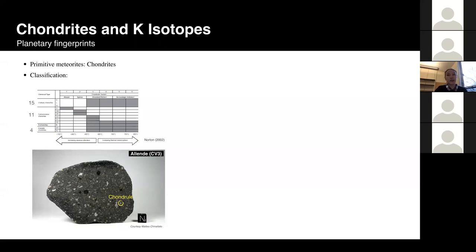So in this talk, you might hear me mention CI meteorites many times, because it represents the composition of our solar system. So a lot of reference and comparison are with respect to CI. And in this study, we analyzed 15 ordinary chondrites, 4 enstatite chondrites, and 11 carbonaceous chondrites obtained from multiple institutions around the world.